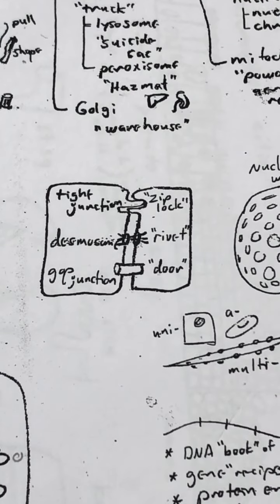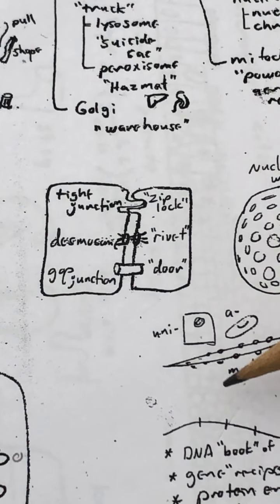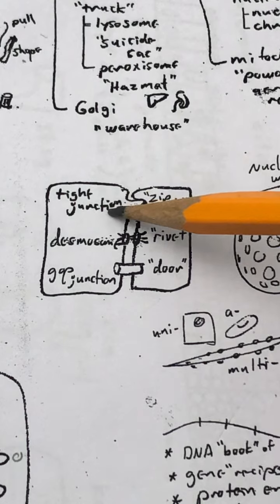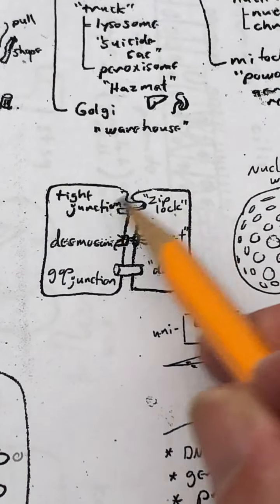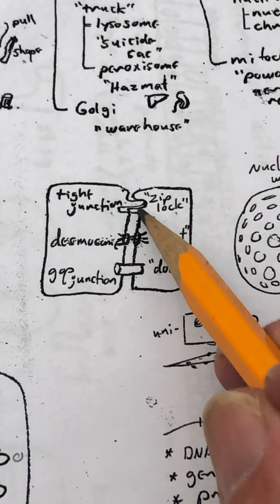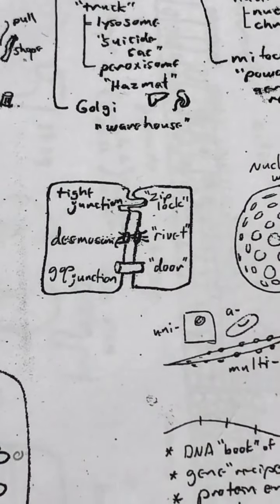Well, three other features right here of the cell membrane that are unique. When two cells are parked next to each other, sometimes they connect. And when they connect, it could be called a tight junction. Now, a tight junction is like a ziplock. It's like a tongue and groove. It's where one thing protrudes out, the other thing protrudes back, and you form a seal.